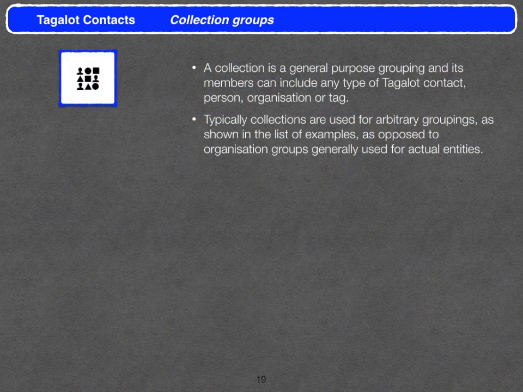Our second grouping we call a collection. Consider collection groups as general buckets used for any logical or even illogical grouping purposes and for any types of Tagalot contact. Collection group entries can be created as required and contacts added by the usual drag and drop actions. There are no collection tags as such, as the member entry simply links back to the contact details.